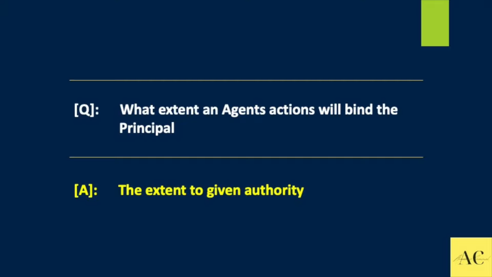If you have an agent, to what extent will an agent's action bind the principal? The extent to which the principal is bound, i.e. the defendant, is to the extent the defendant has given authority. It is true that agents are regarded as having ostensible authority, and that ostensible authority can be relied on by other parties. The question to ask is, did the agent have the authority to do what he did?